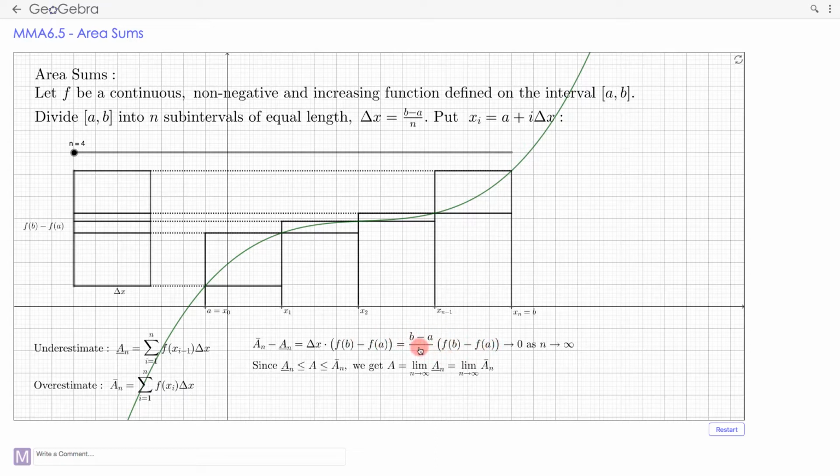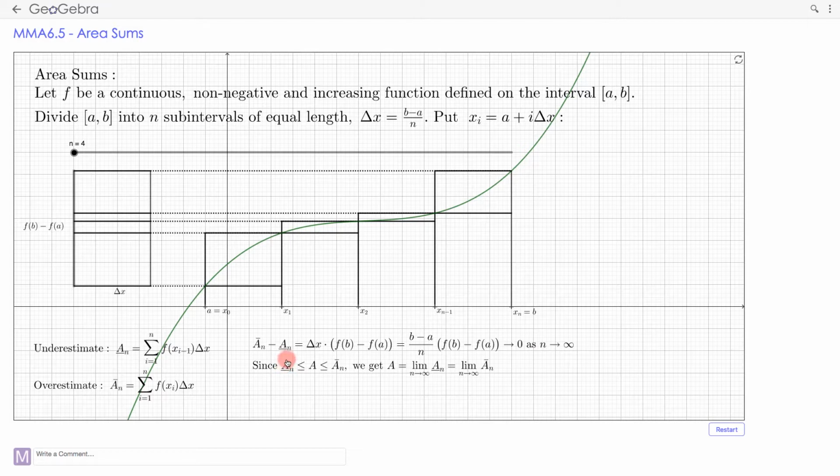In any case, no matter how you come to the conclusion, you will see that you get this number, b minus a divided by n, times f of b minus f of a. And clearly, b and a are just constants. f of b minus f of a is just a constant. And what happens when n grows? Well, this constant number will be divided by something that grows bigger and bigger and bigger, right? So in the end, you will see that this product tends to 0 as n tends to infinity.